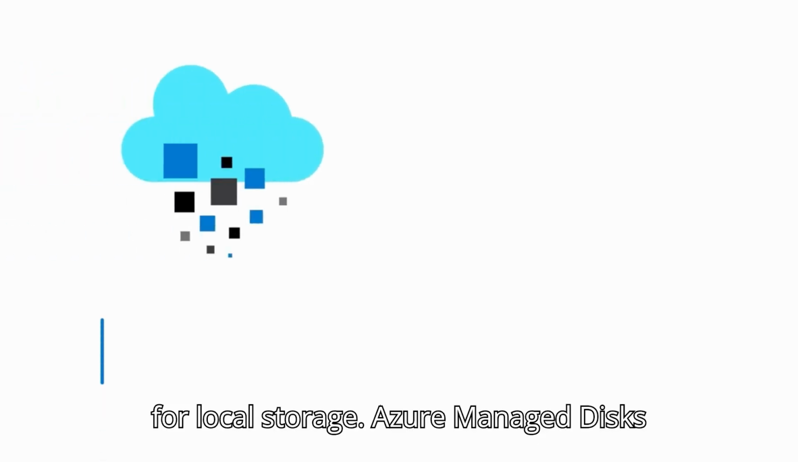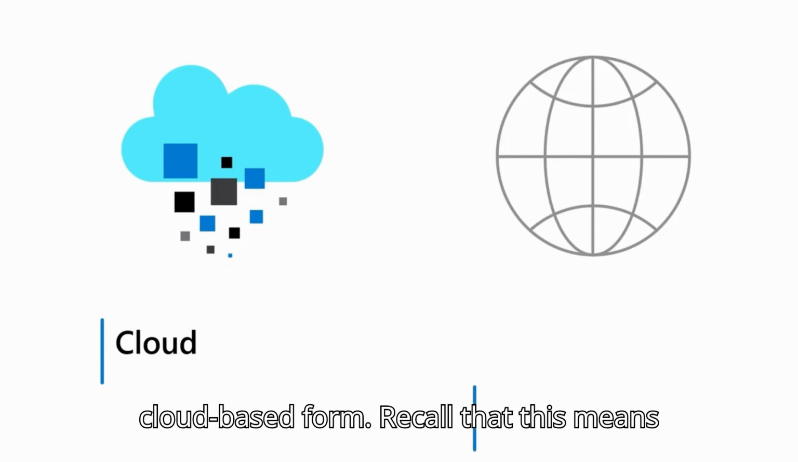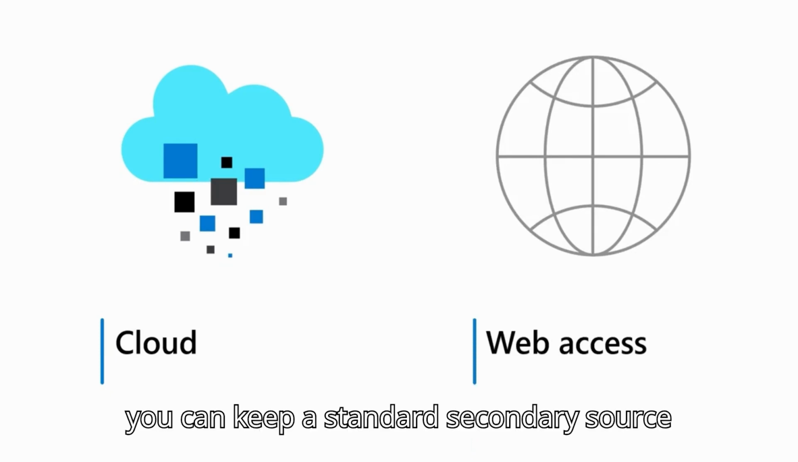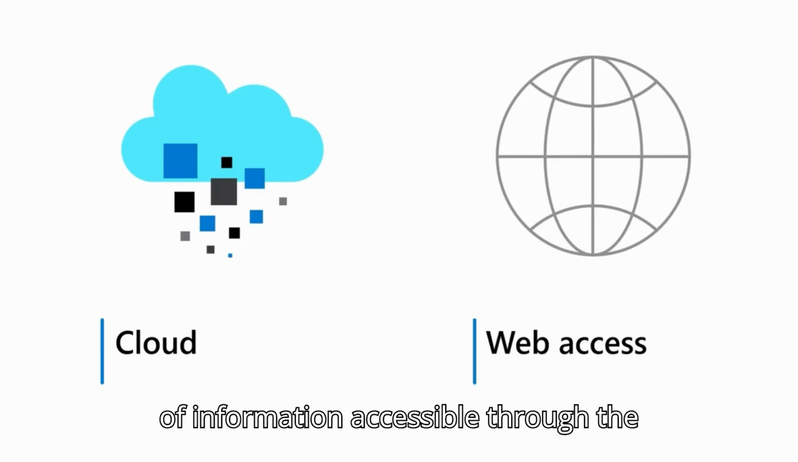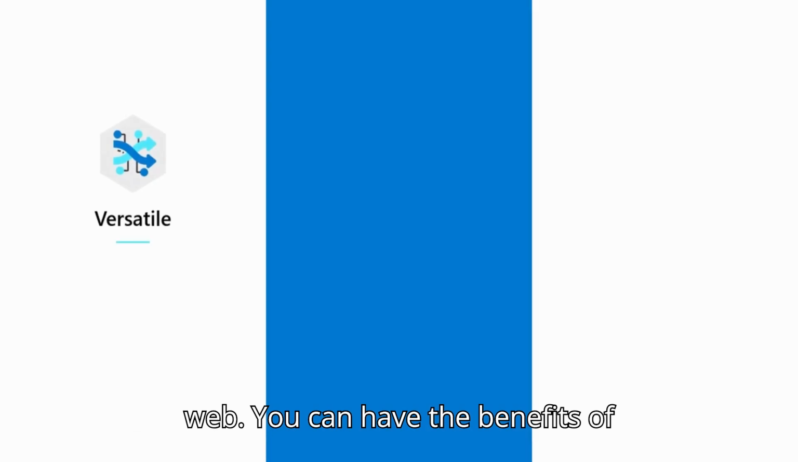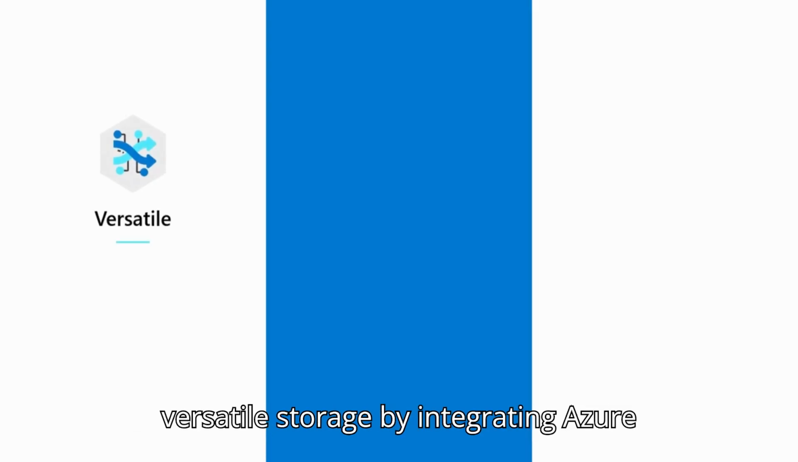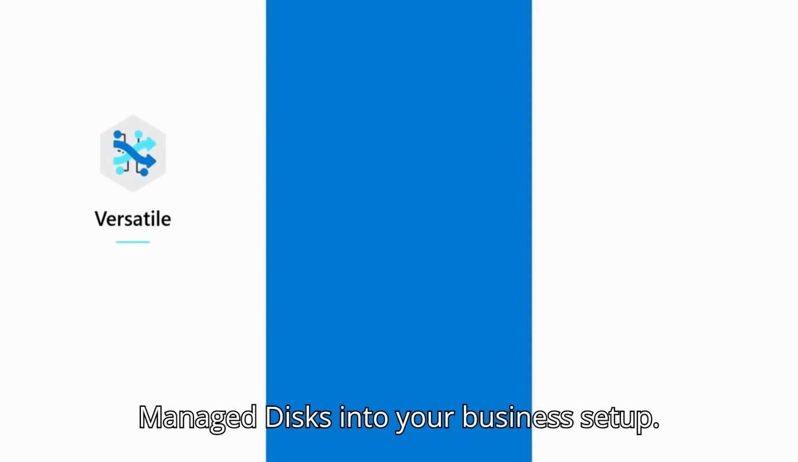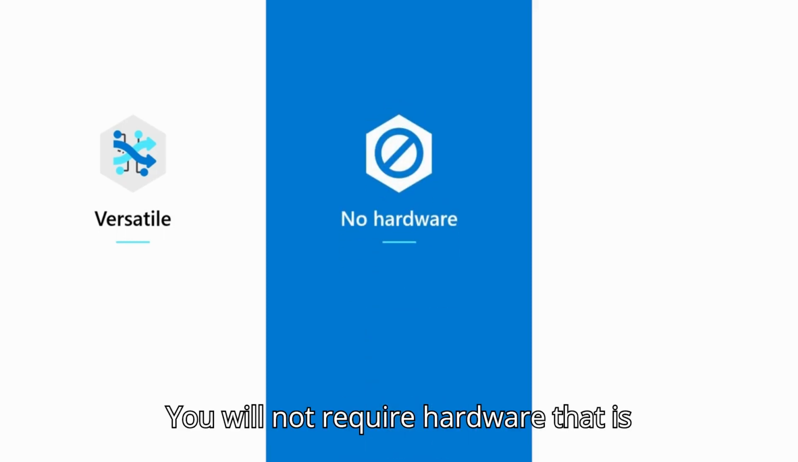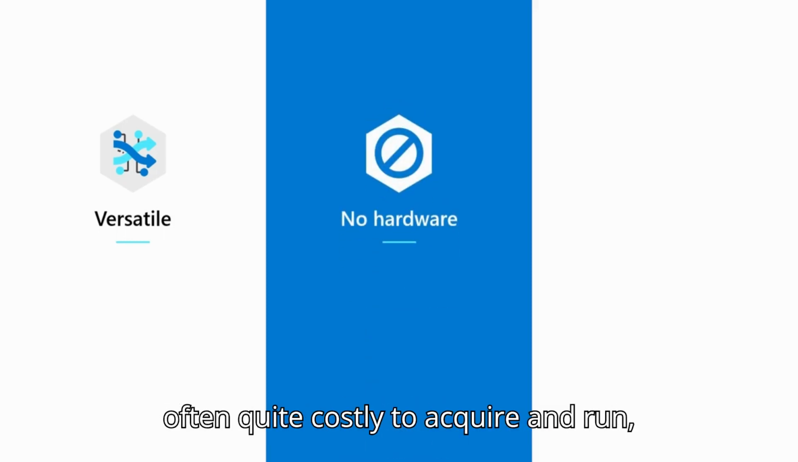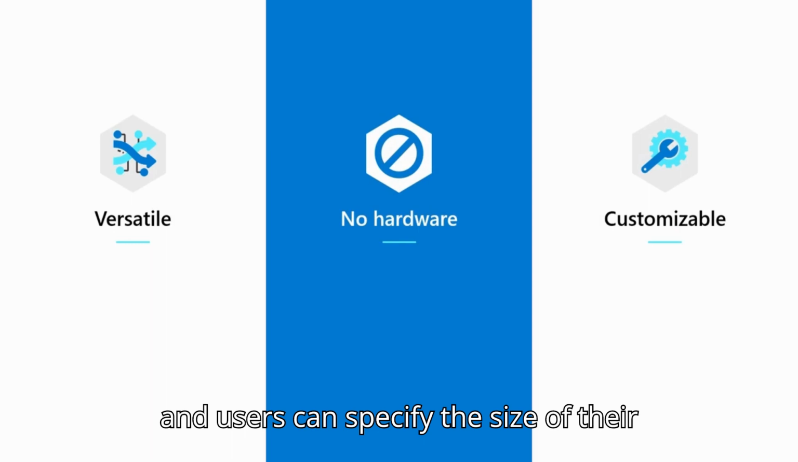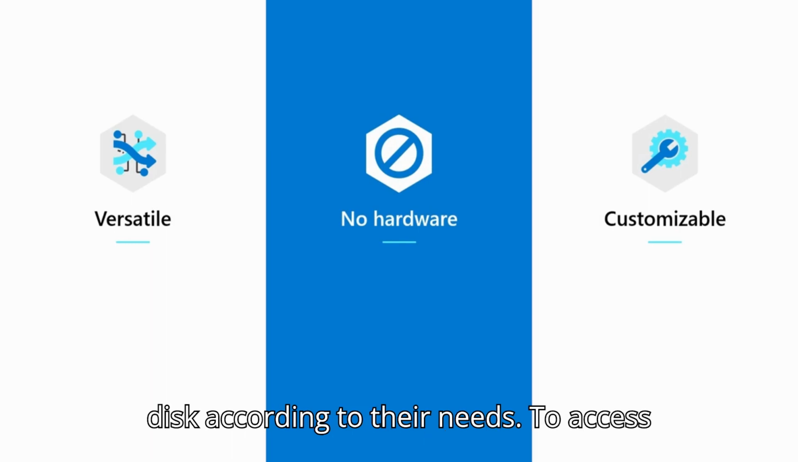Previously, you learned about solid-state drives and hard disk drives as options for local storage. Azure Managed Disks offers users these options in a cloud-based form. Recall that this means you can keep a standard secondary source of information accessible through the web. You can have the benefits of versatile storage by integrating Azure Managed Disks into your business setup. You will not require hardware that is often quite costly to acquire and run, and users can specify the size of their disk according to their needs.